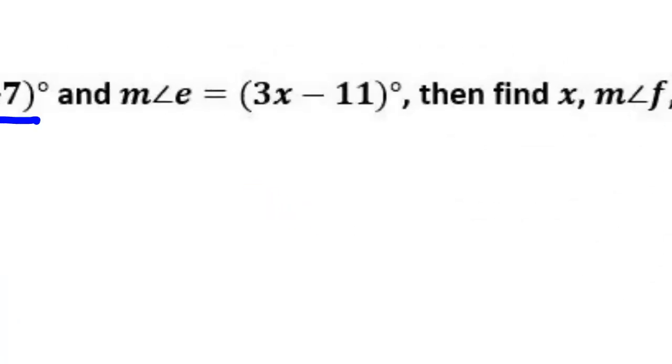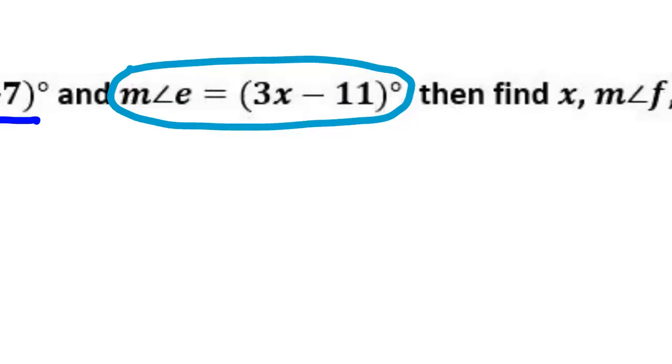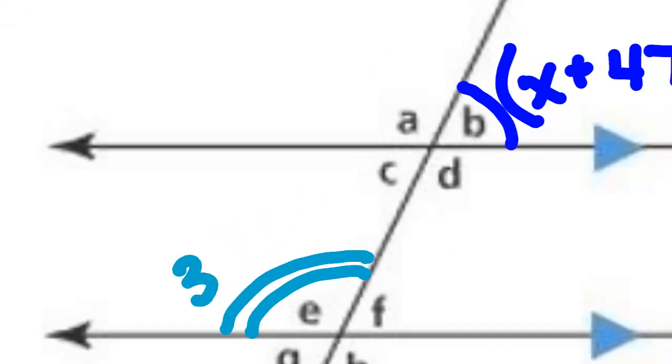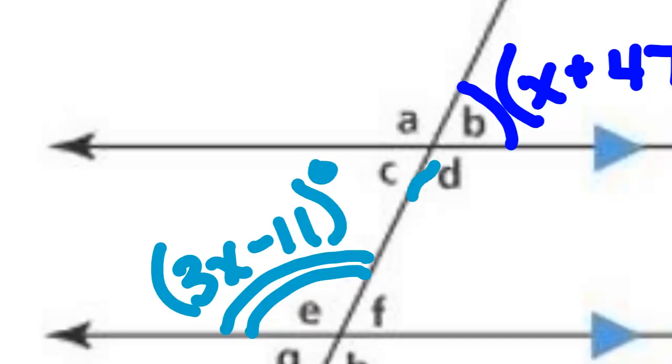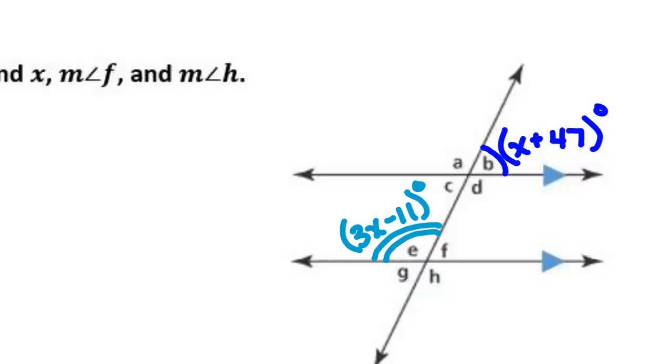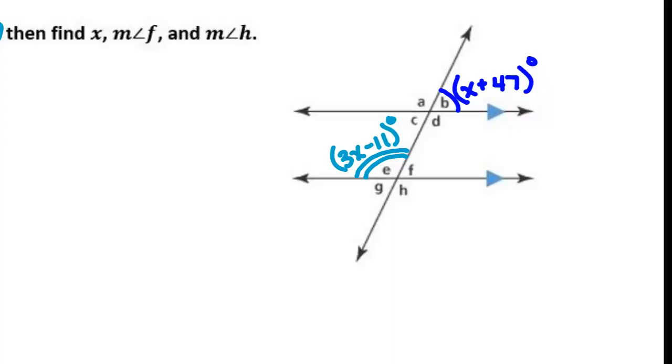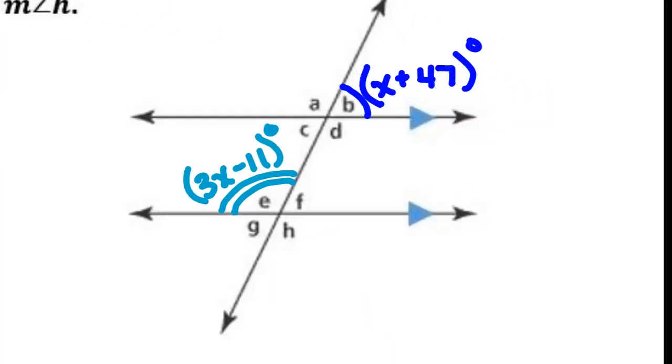So this angle right here is x plus 47 degrees. And E right here is 3x minus 11 degrees. If my lines are parallel, then I'm going to be able to make relationships, congruent or supplementary, between my special angle pairs. Are these lines parallel? How do we know? Yes, it's got these little arrows on it. These little arrows right here mean parallel.